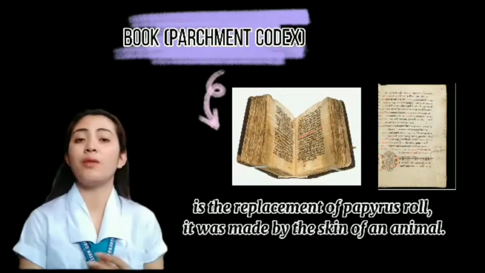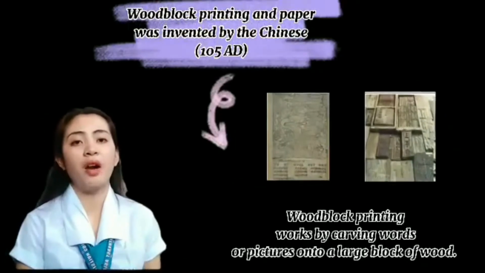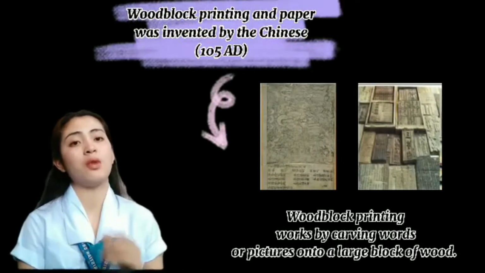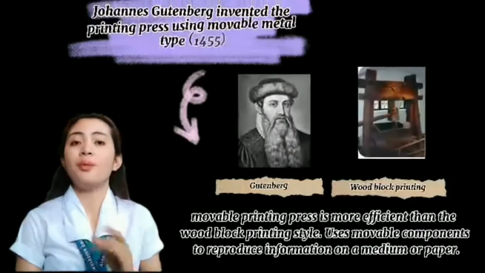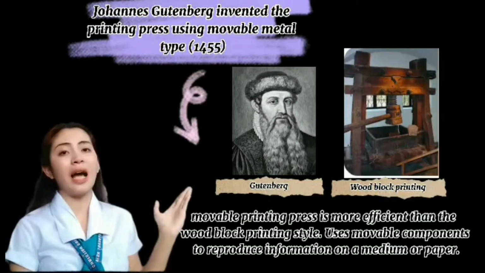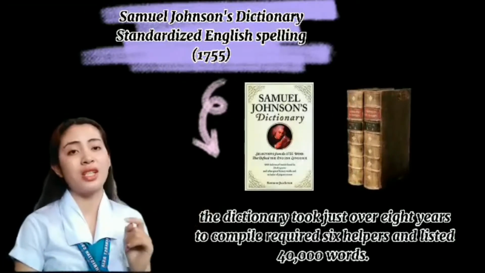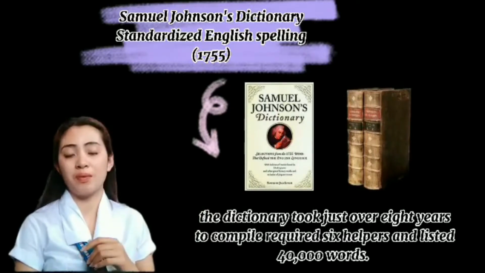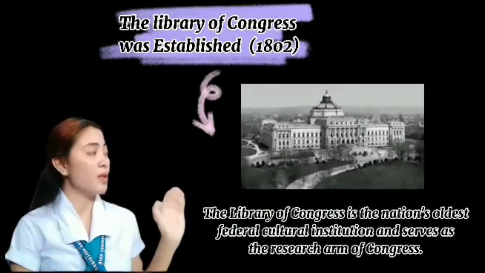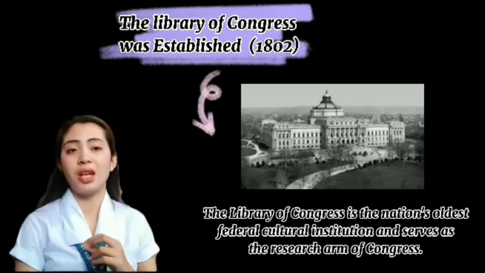It was made from the skin of an animal. Woodblock: around 650 AD, they began printing on paper using wood. Around the 1450s, Johann Gutenberg introduced the metal movable type printing press in Europe. This dictionary is one of the famous dictionaries in history, first published in 1755. The Library of Congress was established in the US and is the largest library in the world.